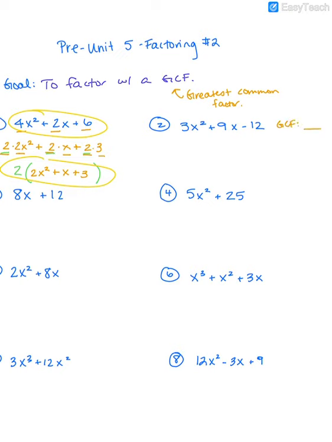What would our GCF, our greatest common factor between 3, 9, and 12 be? The biggest number that goes into all three of those numbers. And that answer is 3. So we're going to have a 3 out front in our answer.